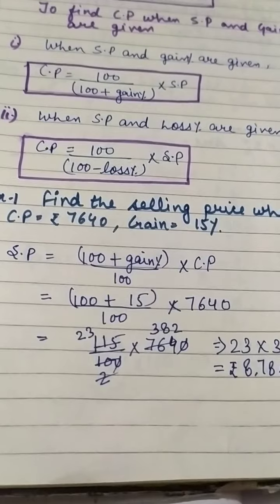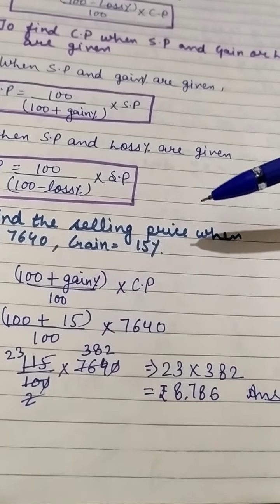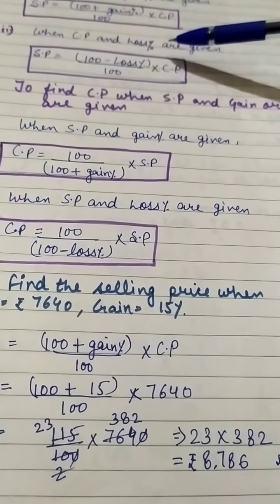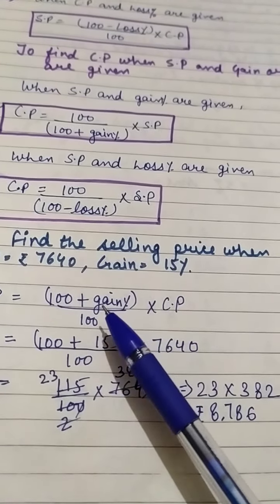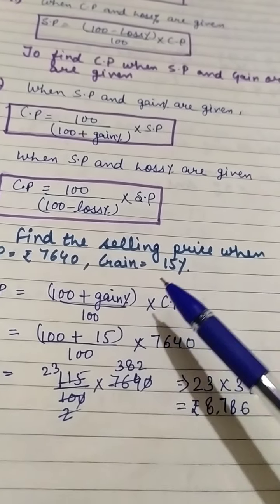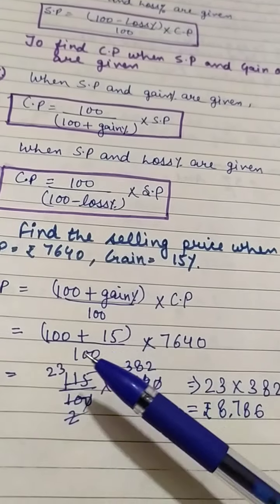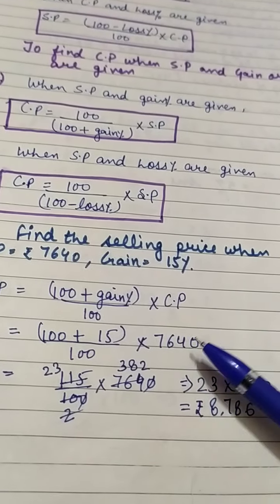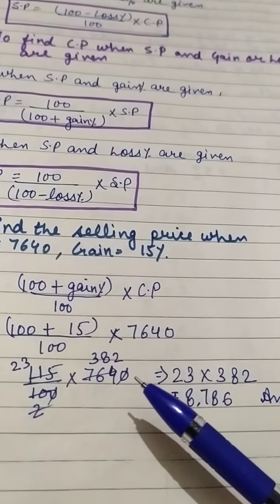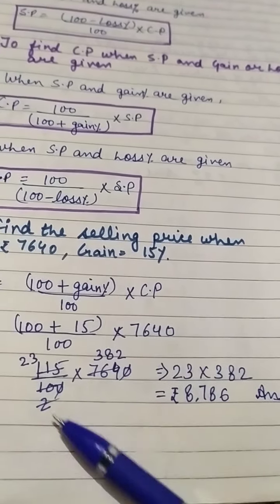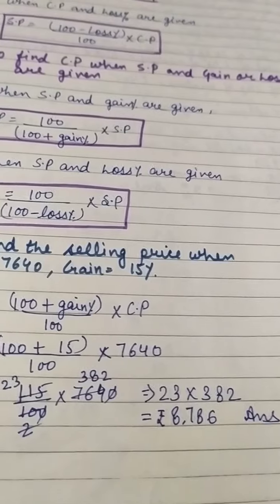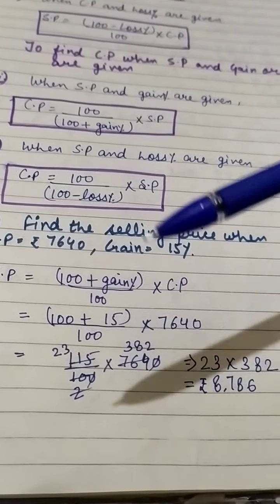All right, children. Now if we have to find the selling price in the question when cost price and gain percent are given, means this formula we have to apply. Okay, so selling price is equal to (100 plus gain percent) upon 100 multiply cost price, right? So gain percent is 15, so (100 plus 15) upon 100 multiply cost price, cost price is 7,640, that is 115 upon 100 into 7,640. So after calculating we have 8,786 rupees. Okay, don't forget to write the unit of rupees. So the selling price is this much.